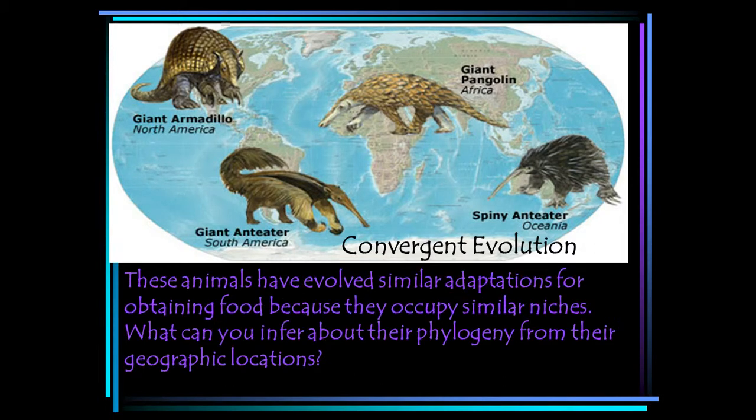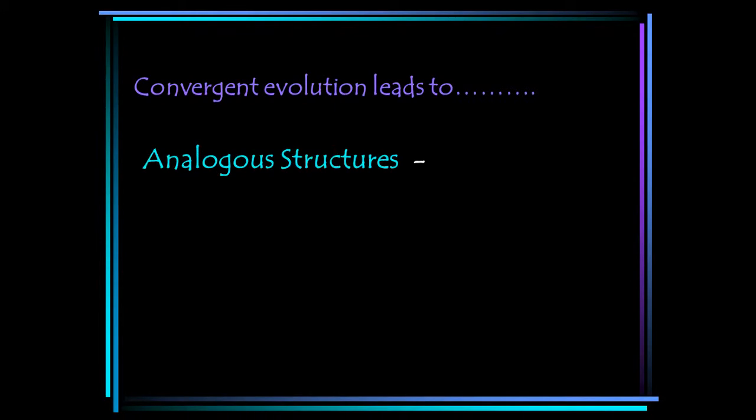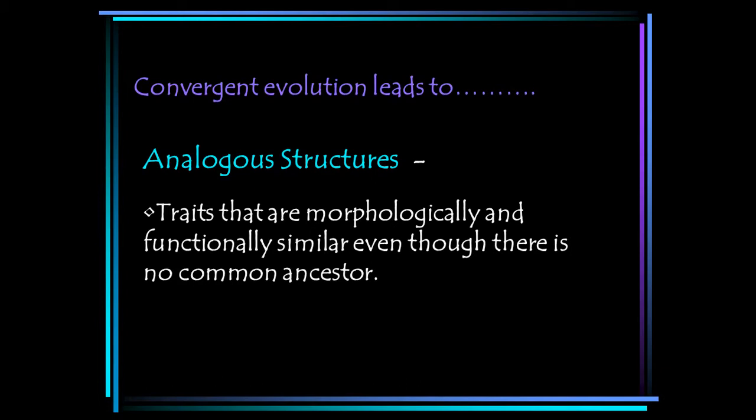Even though they're on 4 different continents, convergent evolution leads to analogous structures, or traits that are morphologically and functionally similar, even though there's no common ancestor. So even though those 4 types of anteaters don't have a common ancestor, they have adapted very similar structures. That nose used to root out and dig out insects or ants because they need to fill that niche in their environment.